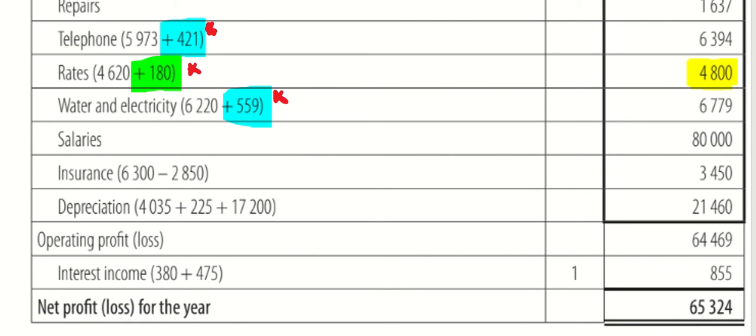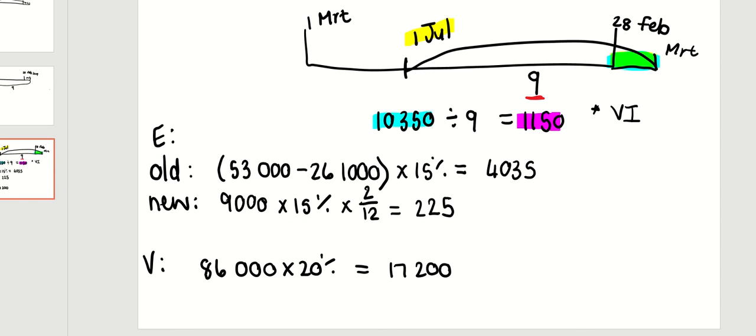Insurance says it's been paid in advance, so that's vooruitbetaalde uitgawes, prepaid expenses, but I have to take it out because it doesn't belong in this financial year. So I take out the $2,850. Daar was daarom geen berekening wat ek hoef te gedoen het nie, maar ek wys nog steeds my berekening in hakies. Okay, depreciation. I'm just going to show you the calculations for depreciation here.